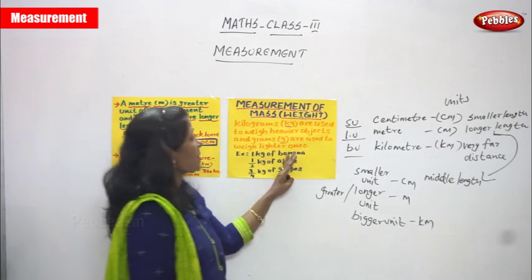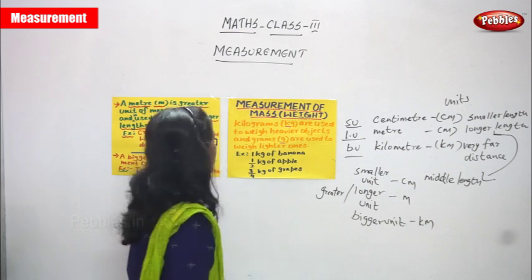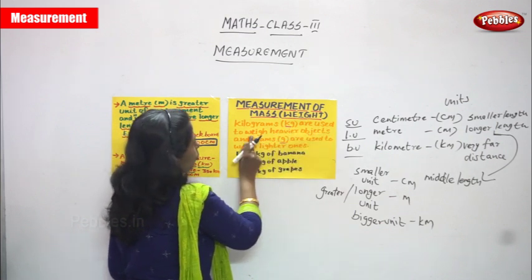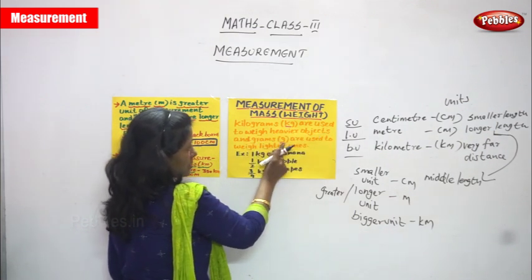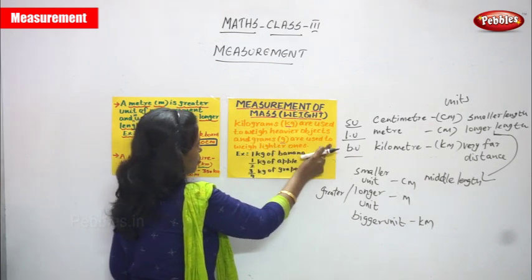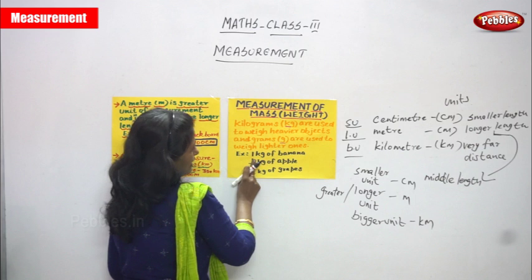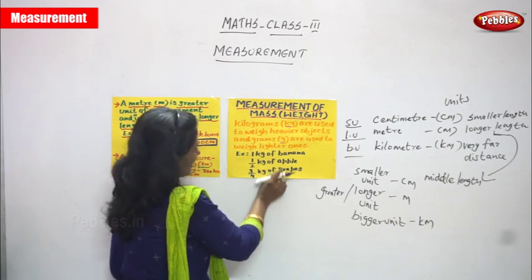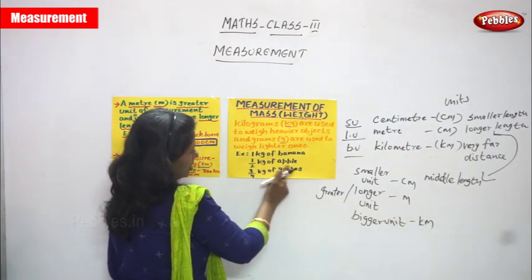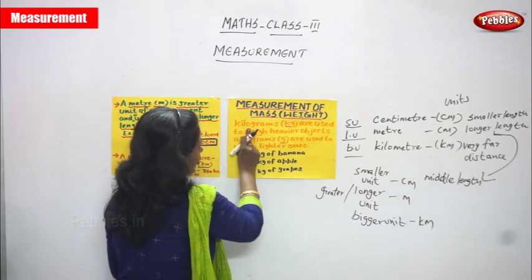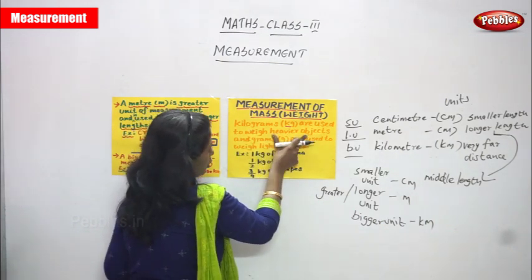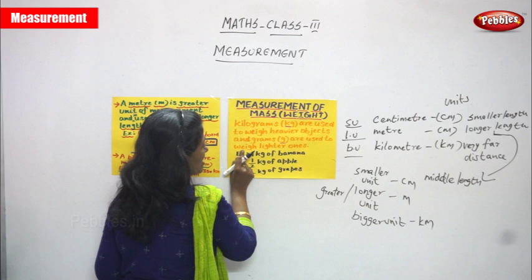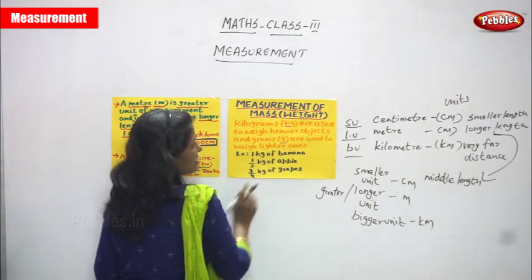Now we are going to move on to measurement of mass or measurement of weight. Kilograms, short form kg, are used to weigh heavier objects, and grams, short form g, are used to weigh lighter ones. For example, 1 kg of banana, half kg of apple, 3/4 kg of grapes. So kilograms we use to measure only heavier objects, and lighter objects we measure in grams. Grams short form is g.